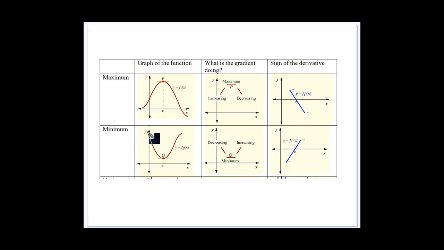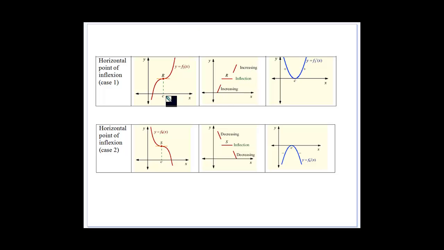And minimum's the opposite. So the curve falls, it's stationary, and then rises again. So it decreases, gets our minimum turning point, and then increases. So a negative gradient, 0, and then a positive gradient there. And then the horizontal point of inflection, you get to see the curve rises, stops, and rises again: increases, horizontal, increases. So a graph of it will look like that.